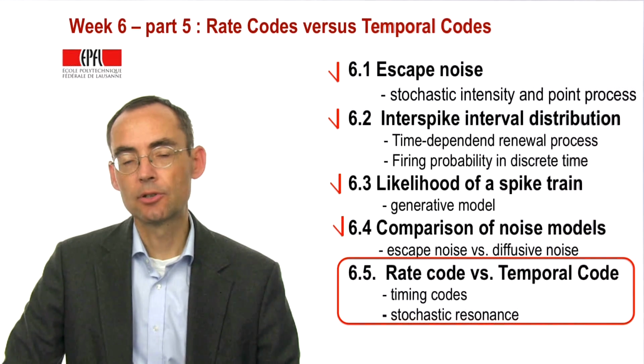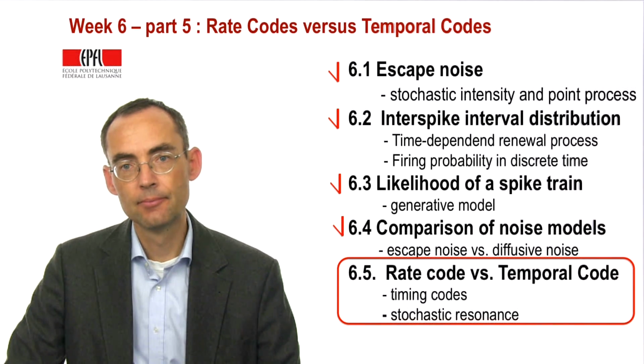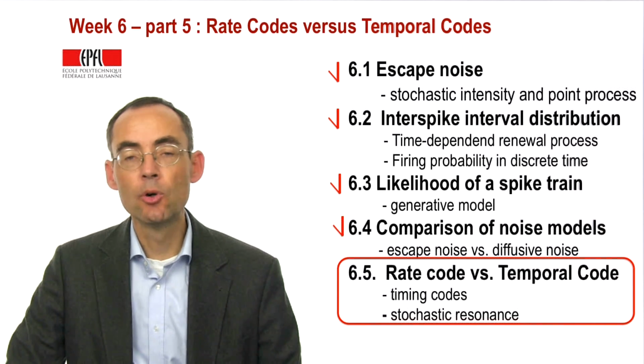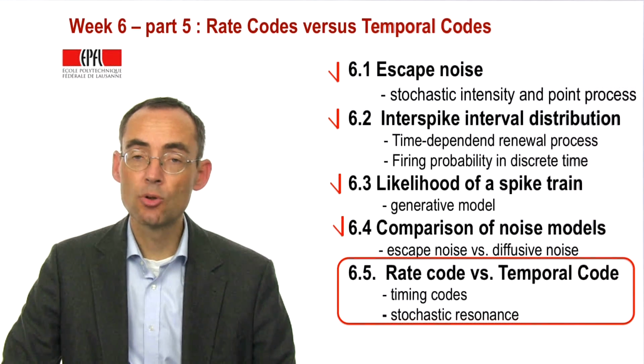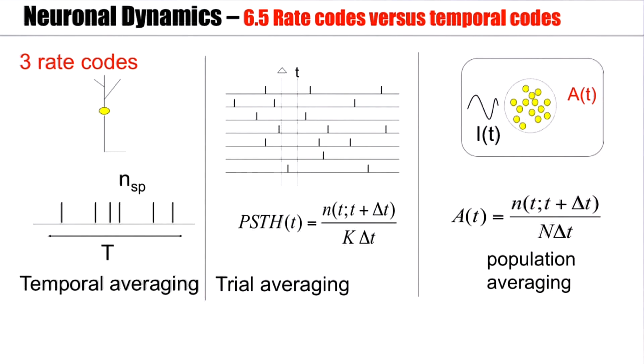This is the last part of week 6 of the class Neuronal Dynamics. I've talked about noise models. I would like to link this now to the question of neural coding. We have seen last week that there are 3 different definitions of rate codes, and a particularly interesting one is that based on population averaging.